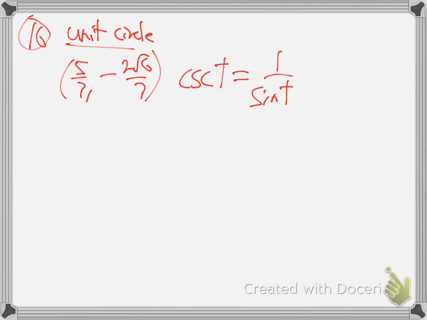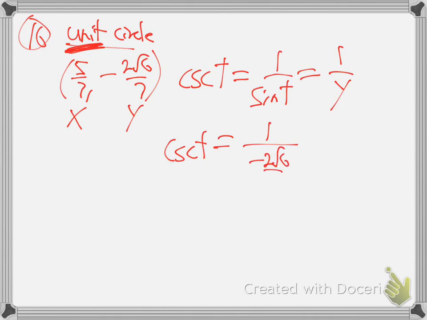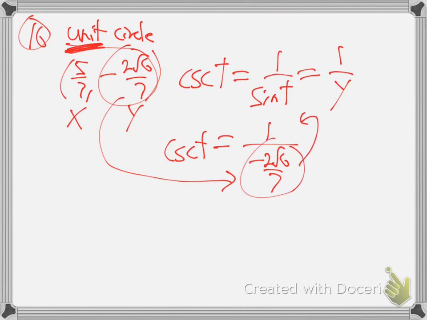Now, this one is a unit circle. It's a unit circle. So I can just say sine is the y value, cosine is the x value. So cosecant then is 1 over y, 1 over negative 2 root 6 over 7. That's because that's the y value. Stick it in right there. Take this guy, flip him up, and what do we get? 7 over minus 2 root 6.